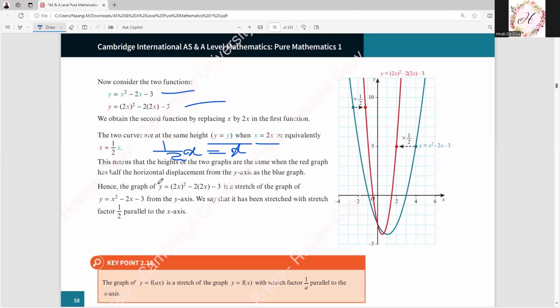So hence the graph of y = (2x)² - 2(2x) - 3 is a stretch of the graph y = x² - 2x - 3 from the y-axis. That's how the stretch works. Earlier it was from the x-axis. Now it says from the y-axis. We say that it has been stretched with stretch factor half parallel to the x-axis. That's what they have mentioned here. Is it clear?